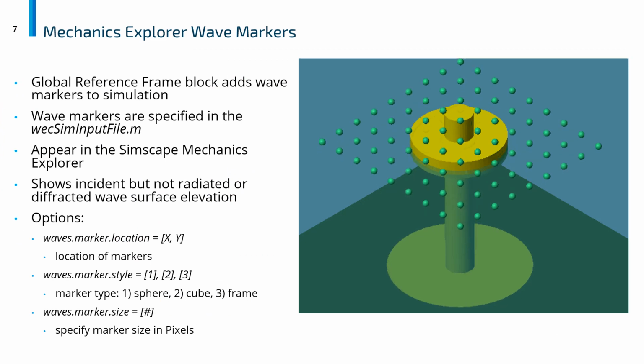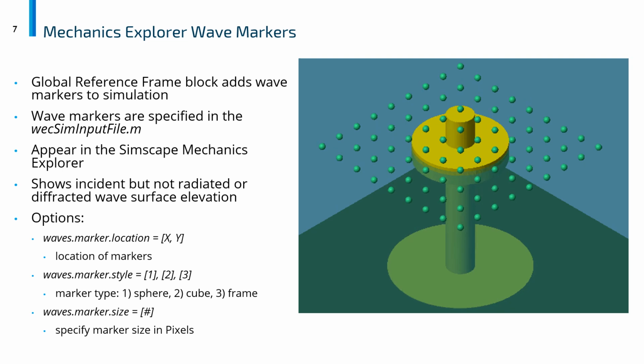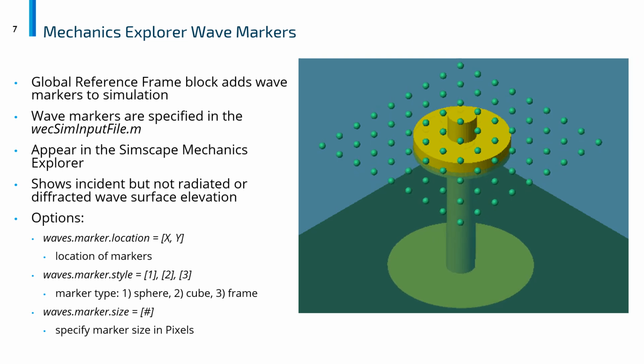Next option is the Mechanics Explorer wave markers. These appear in the SimScape Mechanics Explorer, so again, in addition to the default WEC-Sim visualization option. The global reference frame block adds these wave markers to the simulation based on the specification in the WEC-Sim input file. These show the incident, but not the radiated or diffracted wave surface elevation, similarly to the Save Vis option.